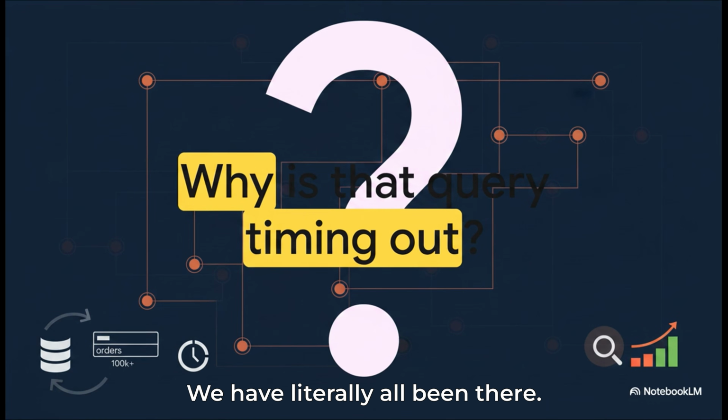We have literally all been there. It's a busy Tuesday, production is under heavy load, and a critical report query just timed out again. You know the exact one I'm talking about. It's hitting an orders table with over 100,000 rows in your payment schema, quietly eroding system performance and causing some serious user friction. You need to fix it, right? But where do you even start? Because staring at a spinning loading wheel sure doesn't give you any clues.